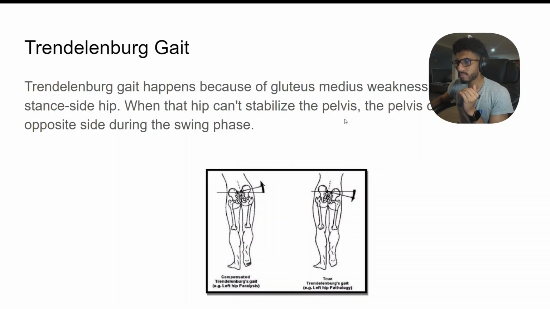When the hip can stabilize the pelvis drop, the muscles on this side need to pull this way, pull this down, so this side will go up. So if the right hip is dropping, that means the left glute medius is weak. So that's what you need to understand.